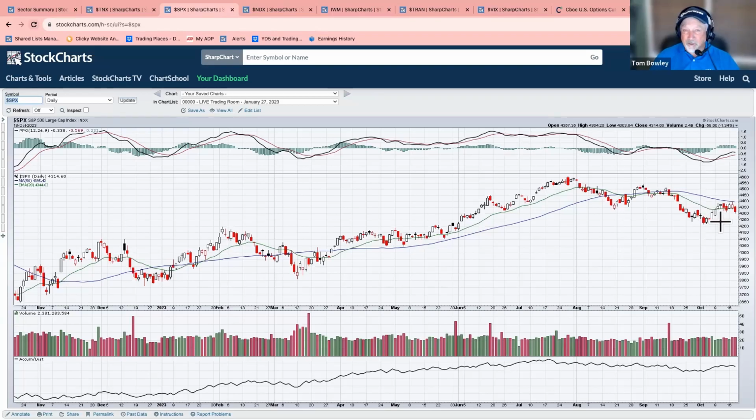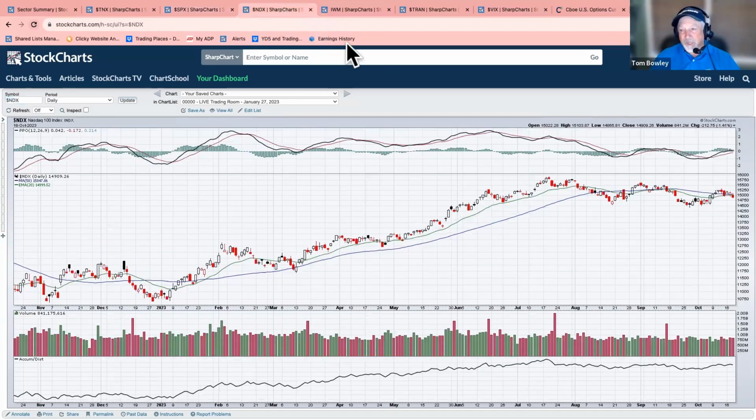I do think it's absolutely possible. I don't know if I would say probable, but certainly possible that we go back and retest those lows and maybe even take those out intraday or maybe for a day or two before this period ends at the end of next week. So definitely pay attention to that and remain on your toes if you're a short-term trader.